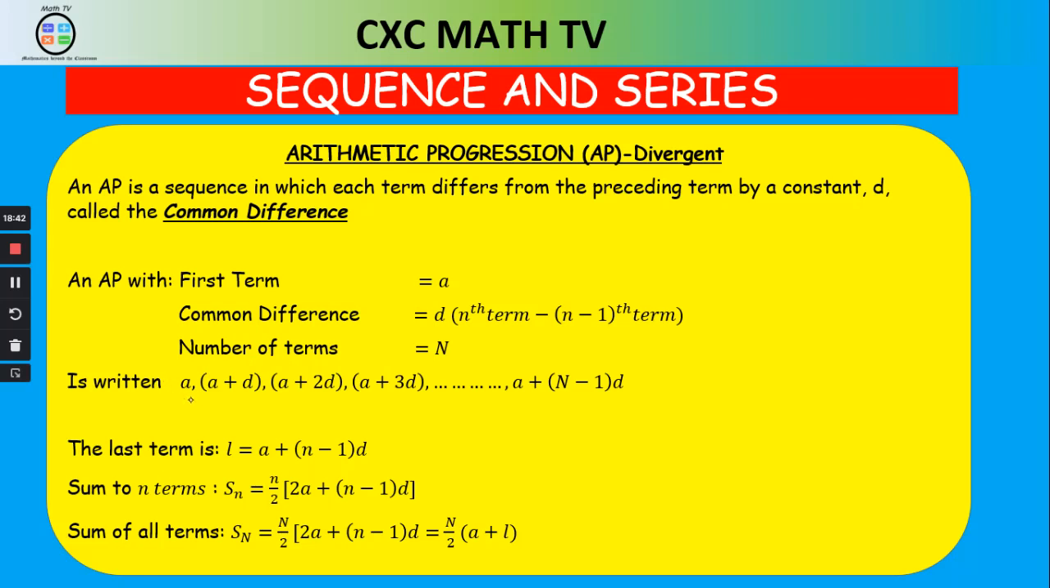Now, it is written as this is the first term, so the next term is A plus D. The third term is A plus 2D. The fourth term is A plus 3D, and so forth. Typically, the last term then is A plus n minus 1 D. Now, the sum of all the terms works out to be this formula, n over 2 in bracket 2a plus n minus 1 times d. That's the sum of all the terms in an arithmetic progression.